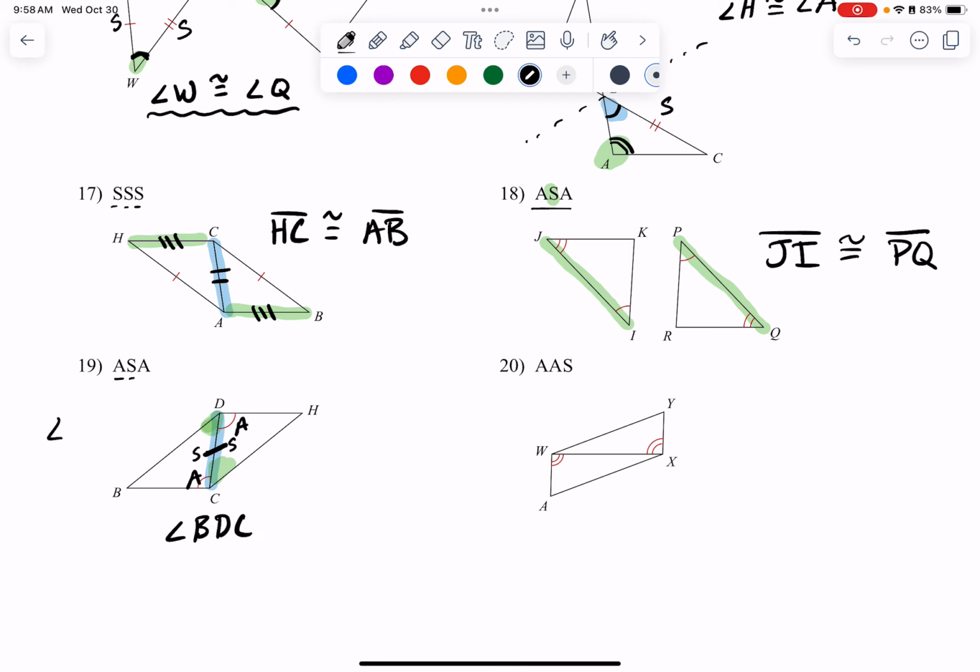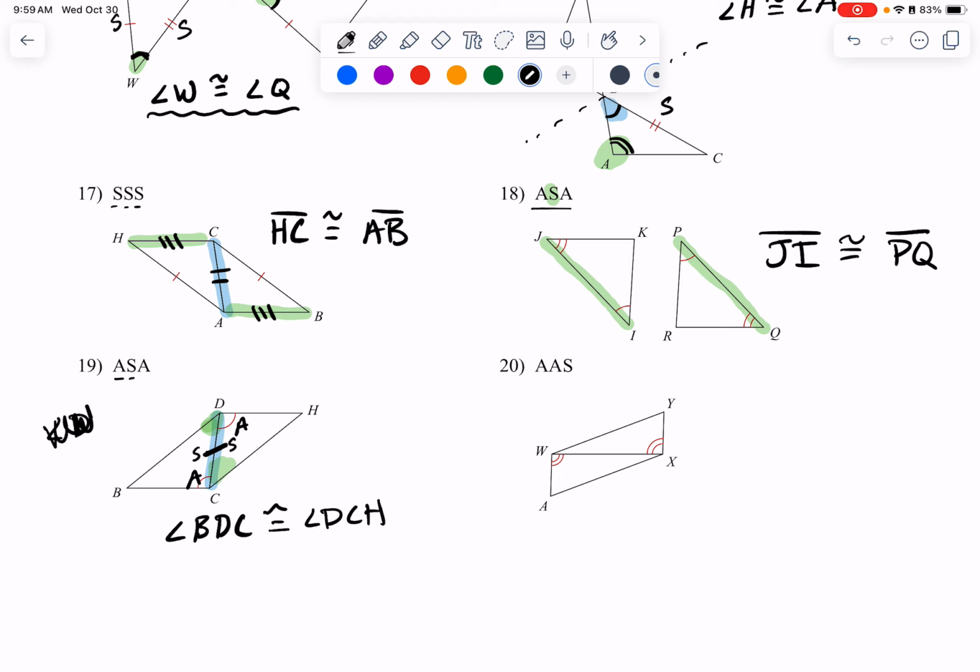I need to use all the letters there, BDC, because if I just said angle D, well, that could be multiple different angles. There's like 3 different angles that could be referring to. So that's not precise enough. So I need to say BDC and HCD or DCH as well.